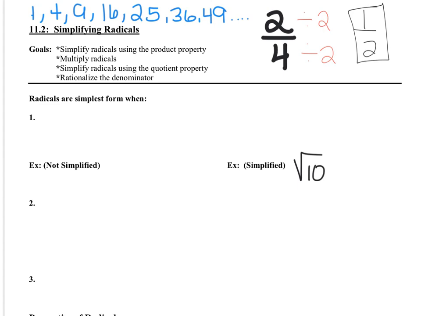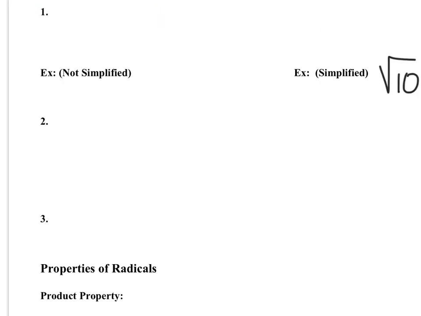Another thing that needs to happen in order for radicals to be simplified is that you cannot have any fractions under the radical.